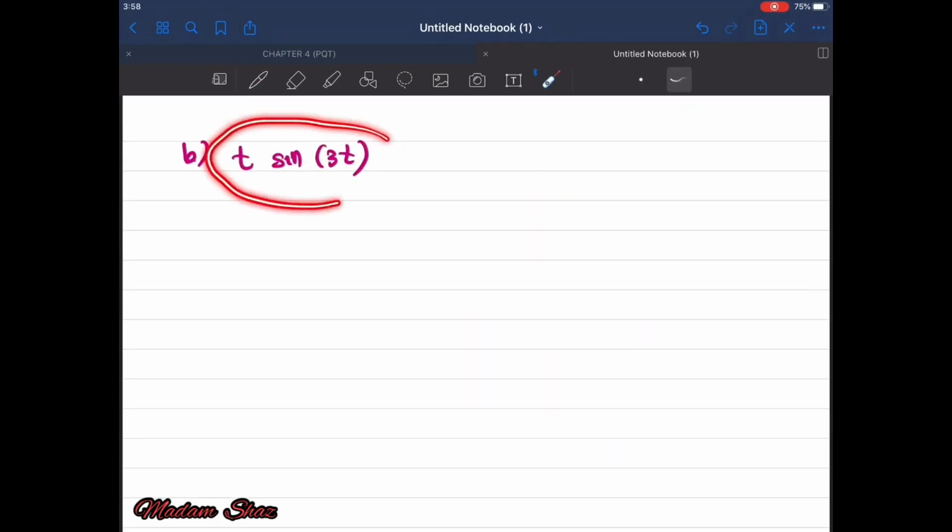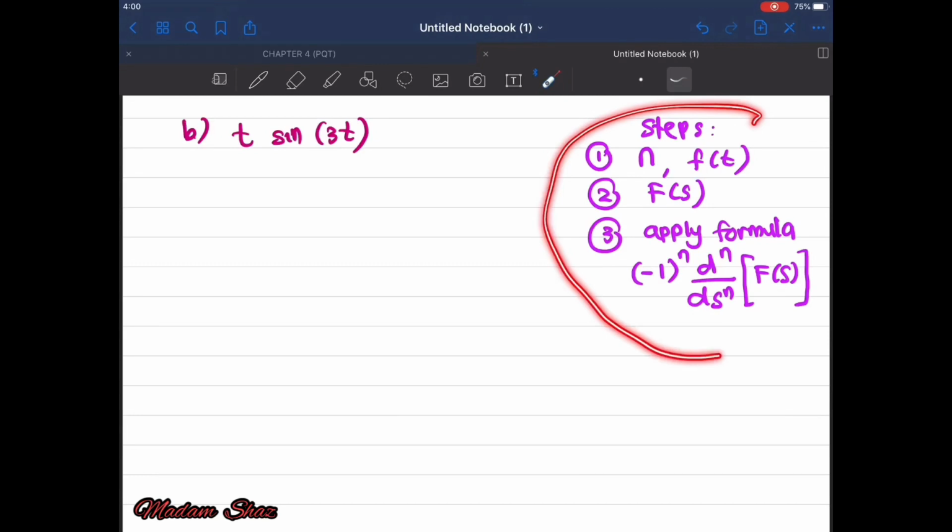Okay, for the next example, t multiplied with sine 3t. So you have t multiplied with another function. This one we cannot solve by using the first shift because we have t multiplied with sine. So this one you have to solve by using multiplying by t^n. So these are the steps if we want to solve by using multiplying by t^n.